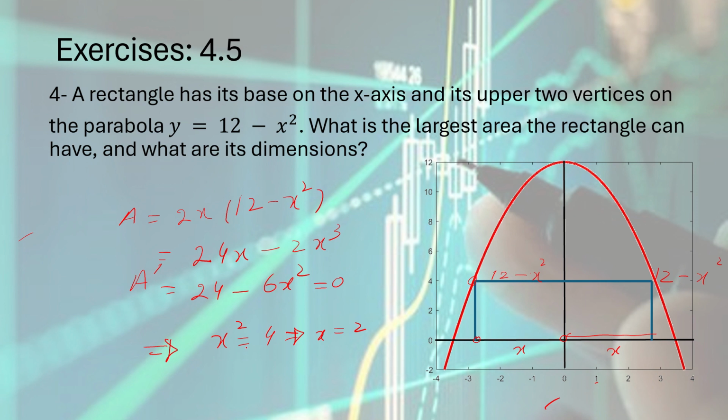The area will be simply found. The maximum area A is equal to 2 into 2 multiplied by 12 minus 2 square. So that is equal to 4 multiplied by 12 minus 4, which is 8. So area will be 32 inches square, or whatever जो भी उसमें है, that is 32. That's the area of the rectangle, which will be the maximum area.